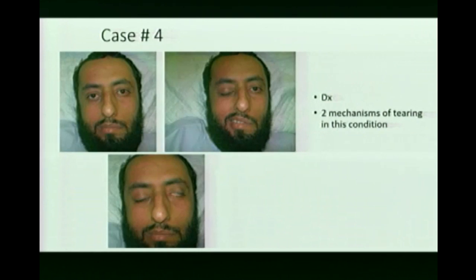Falah. What do you think? Falah, doctor. Yes. Okay. Left facial palsy. What are the mechanisms of tearing?